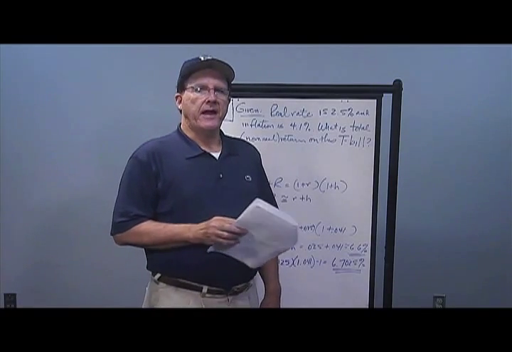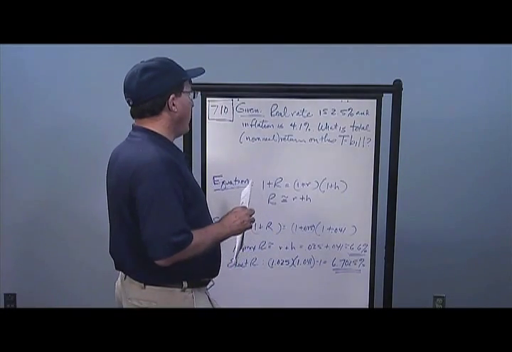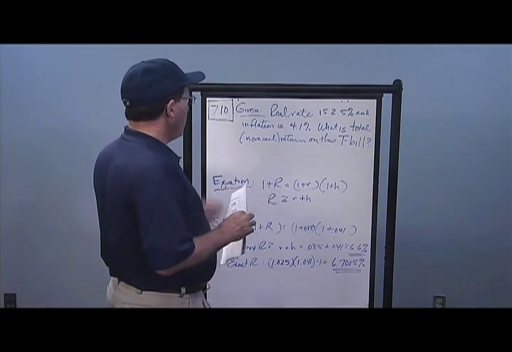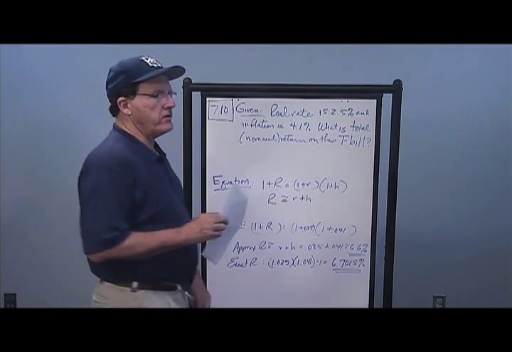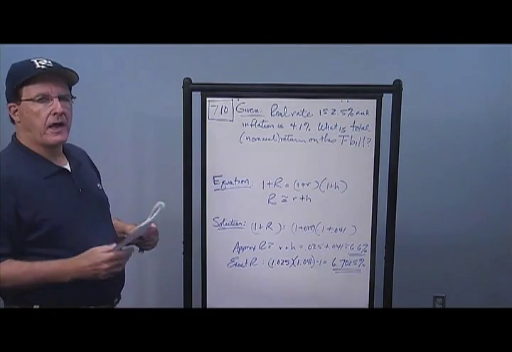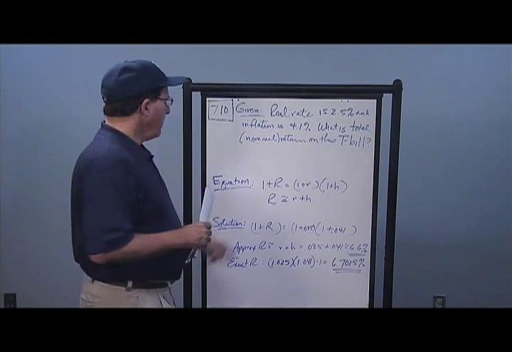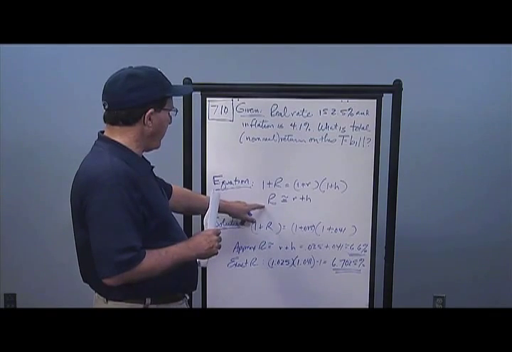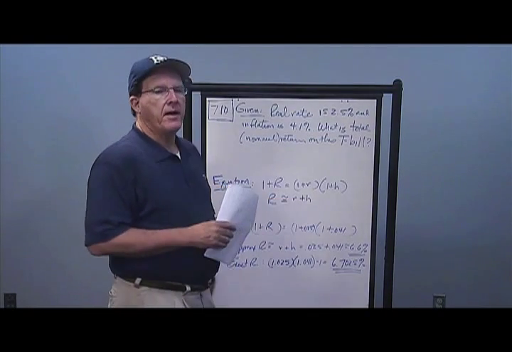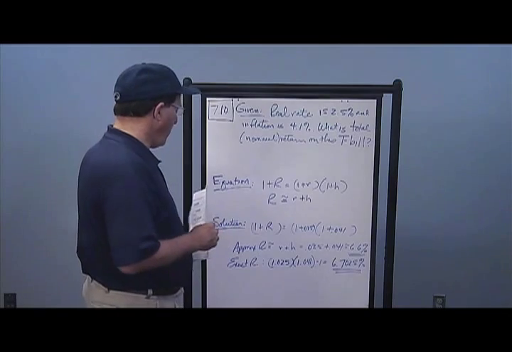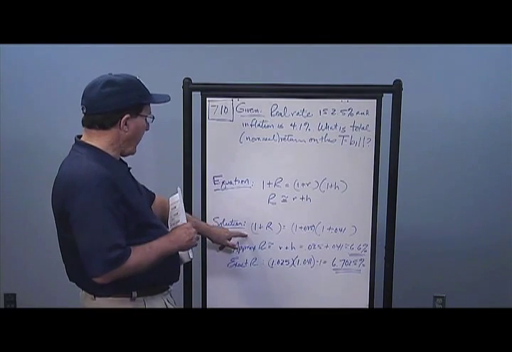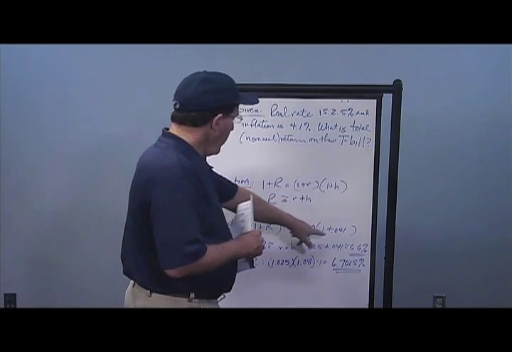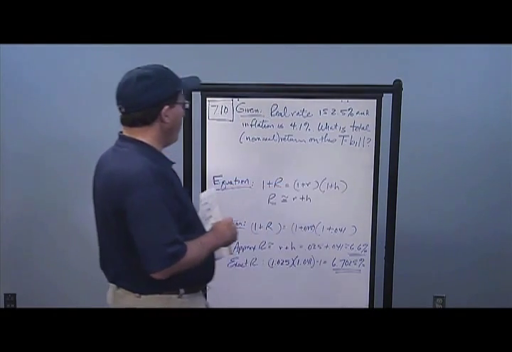In problem number 10, we have the real rate on a T-bill is 2.5%, inflation is 4.1%. What is the total or nominal return on this T-bill is the question. So in this case, obviously we're looking for big R. The equation is 1 plus big R equals 1 plus little r times 1 plus h. Approximately, I can approximate this answer by taking little r plus little h. So my exact equation is 1 plus big R equals 1 plus 0.025 for r times 1 plus 0.041 for h.